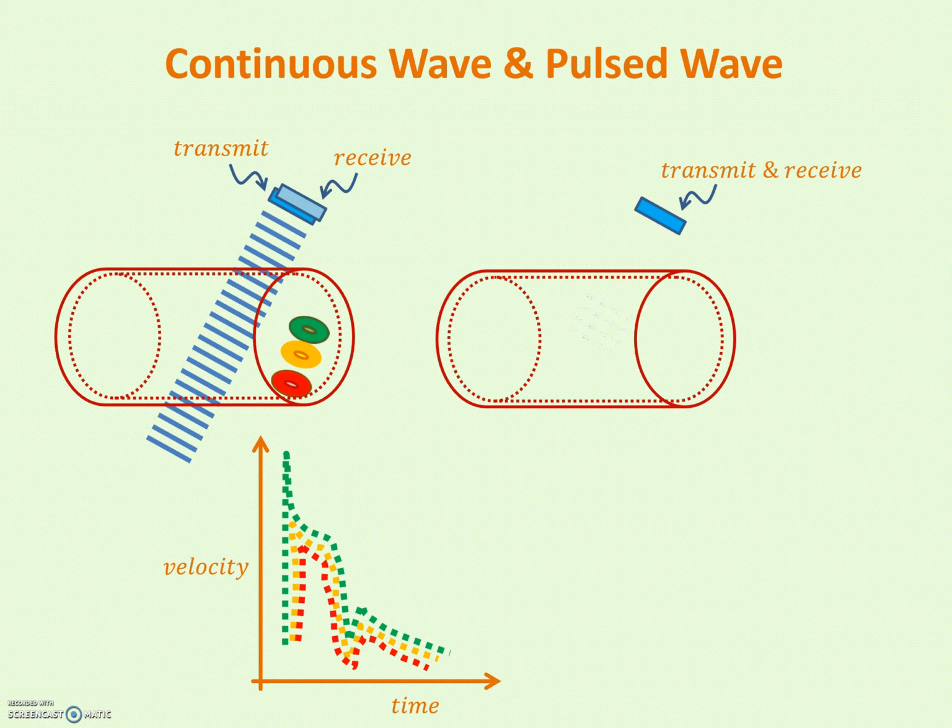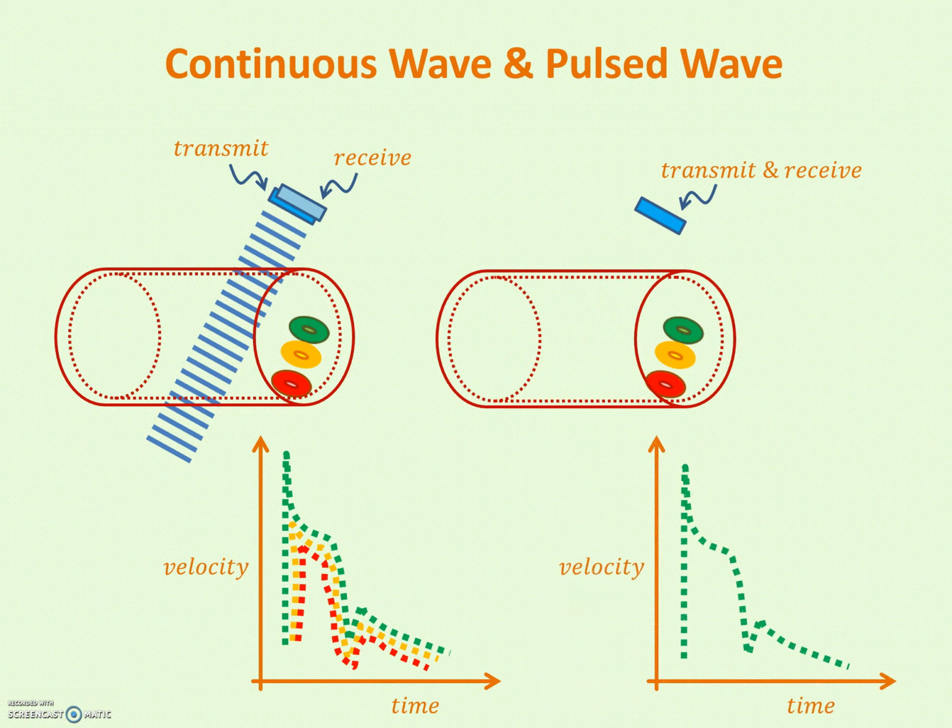And so, as I mentioned, it pulses and then it listens. When you're insonating a blood vessel like this and you're just pulsing the very middle of the vessel, you may actually only pick up the fastest moving scatterer, and you may miss the other two. So that's a brief overview of how you can get the velocity time profile and what they would look like with continuous wave versus pulsed wave.